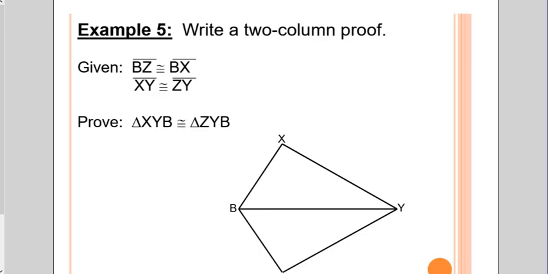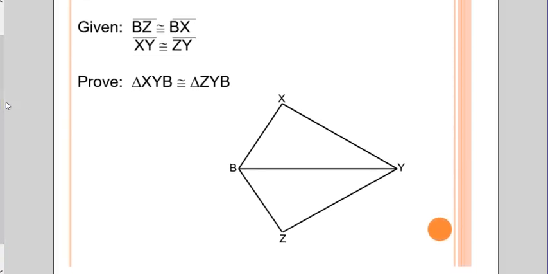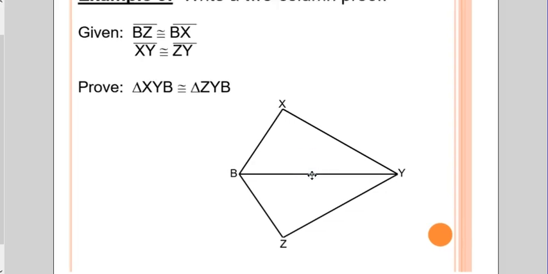All right, so let's keep going with this. Number 5, write a two-column proof. Nothing new there. So again, go through and mark what you can mark before the given. So we know that BY is equal to itself. We know the new name for that is the reflexive property. But we can mark BY congruent to itself. We've been doing that for a while now.